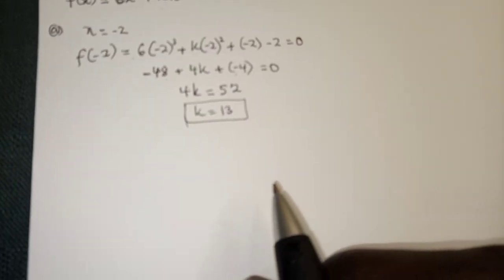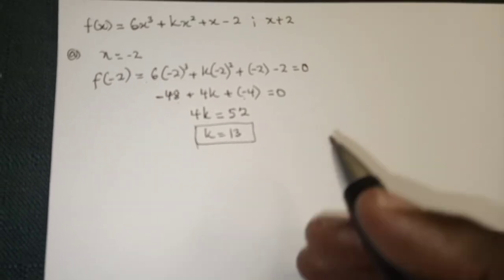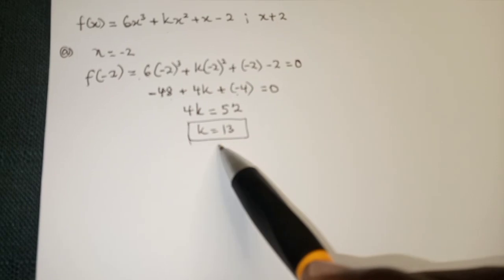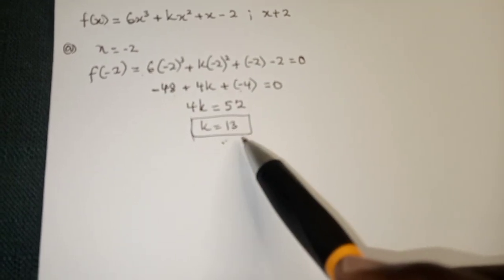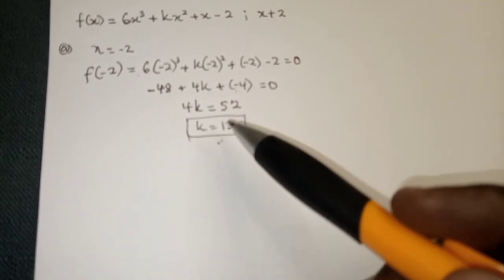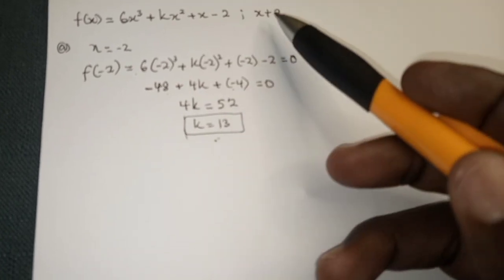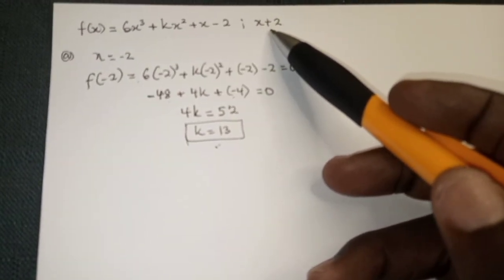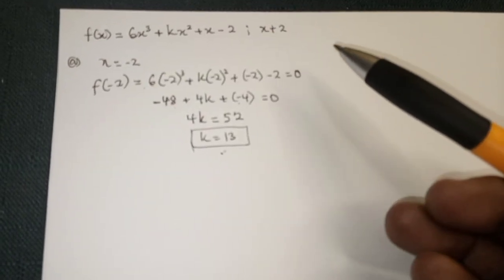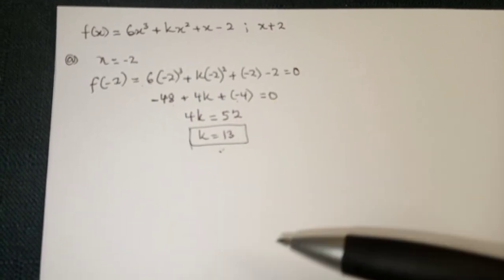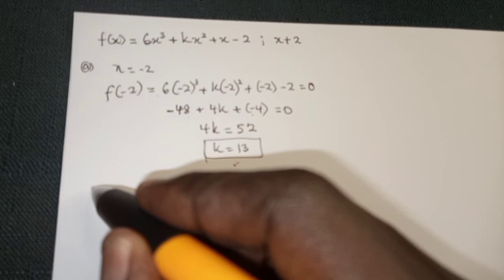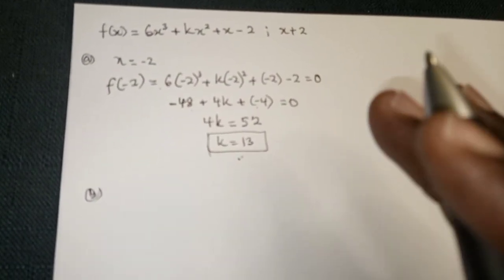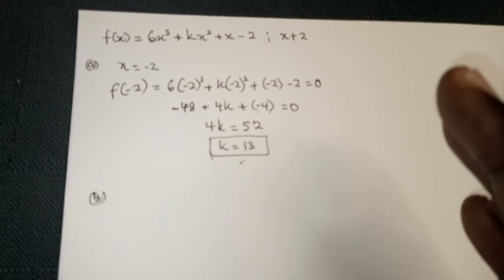So for the second option, we are to use the value of k, which we now know is 13, and the divisor given to us already, the factor, to find the other factors. So we have to factorize completely. That means I will use a long division approach to solve.